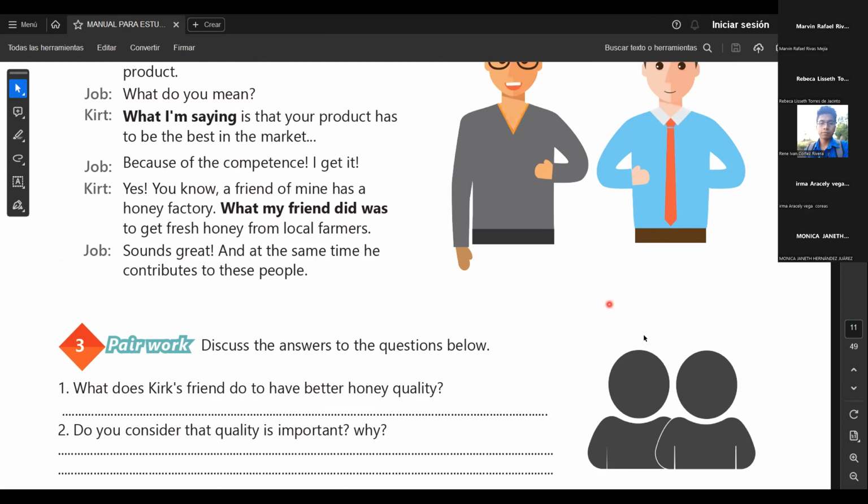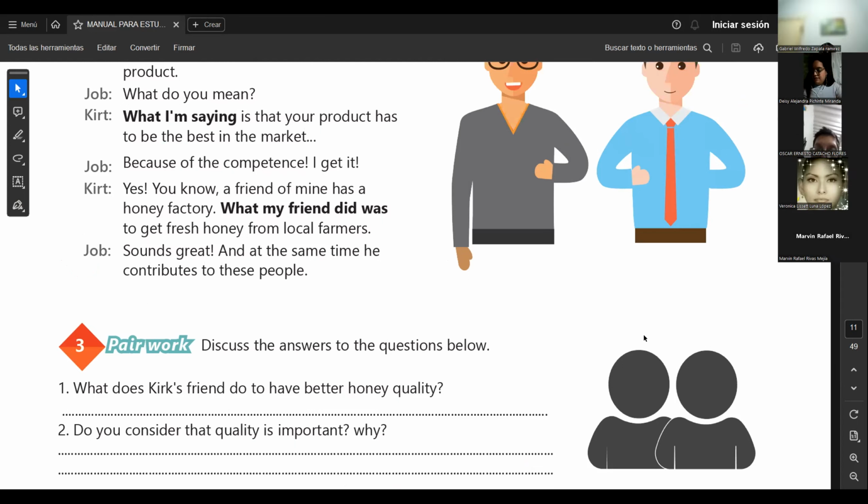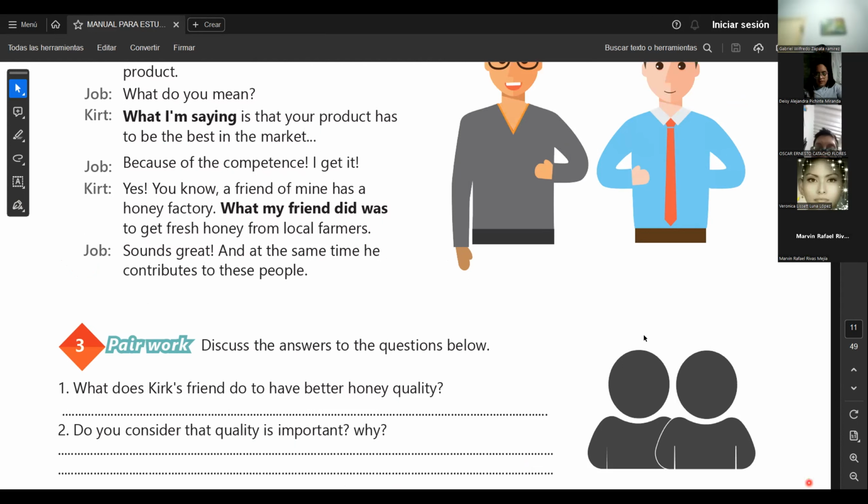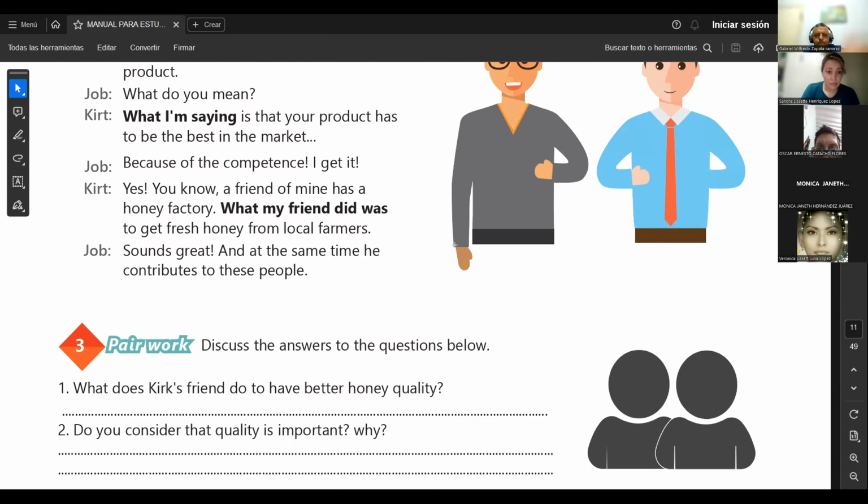My friend, it was to get fresh honey from local farmers. Okay. So you agree with Sarah? Here, say the better honey is from a local farmer. It's from local farmers, right? So yeah, actually this is the answer. So what did Kir's friend do to have better honey? He got his fresh honey from local farmers, right? That's why it's better quality.